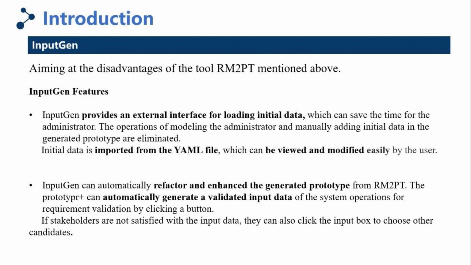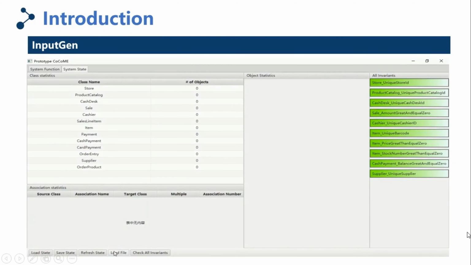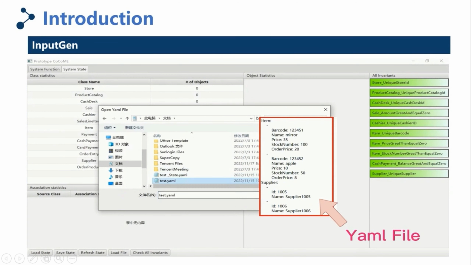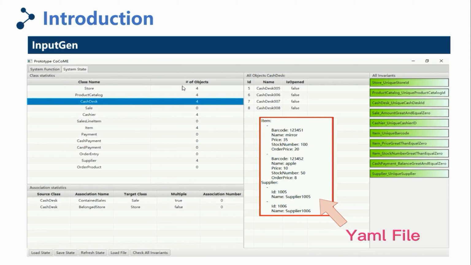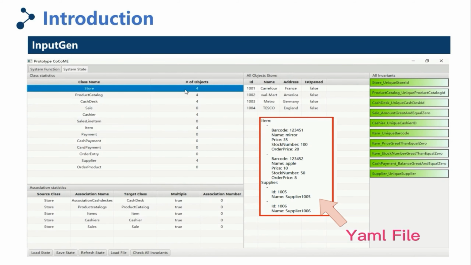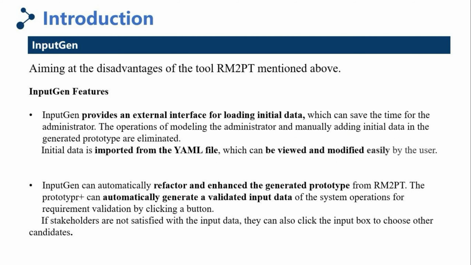InputGen contains two features, as shown in the figure. First of all, InputGen provides an external interface for loading initial data, which can save the administrator's time. The operations of modeling the administrator and manually adding initial data in the generated prototype are eliminated. Initial data is imported from a YAML file, which can be viewed and modified easily by the user.